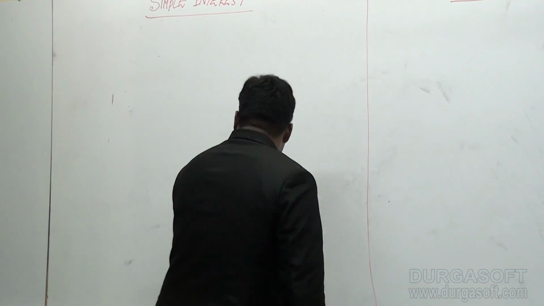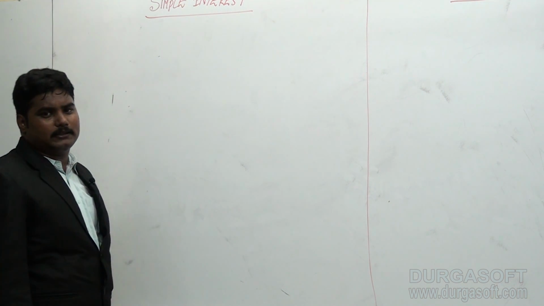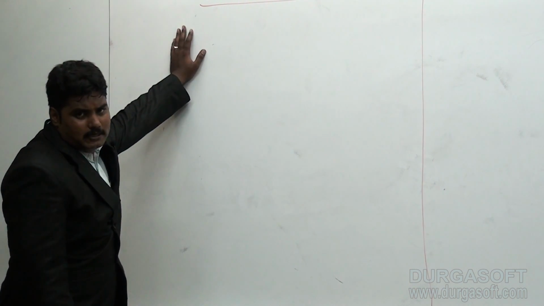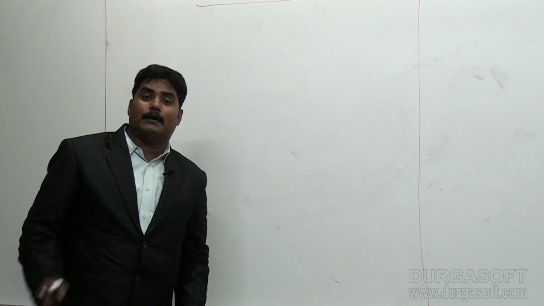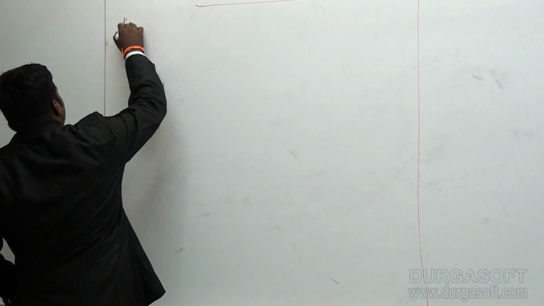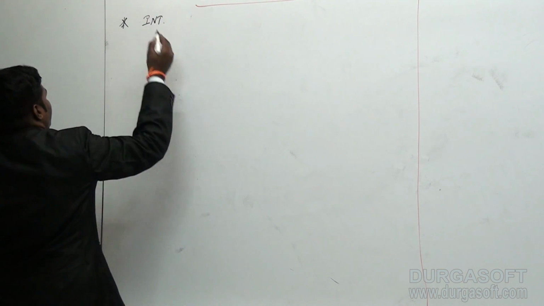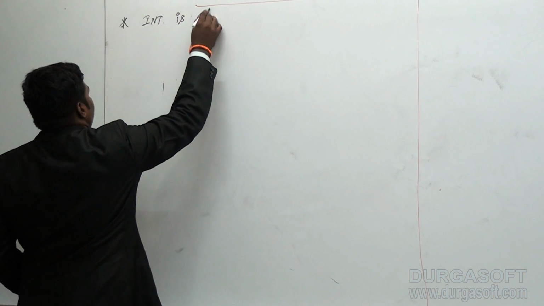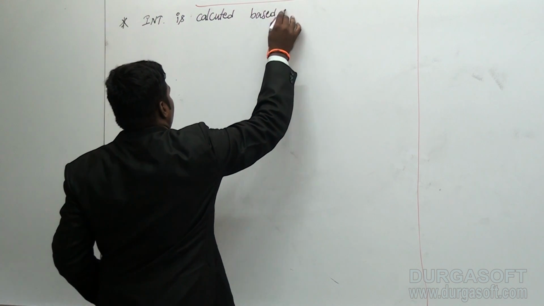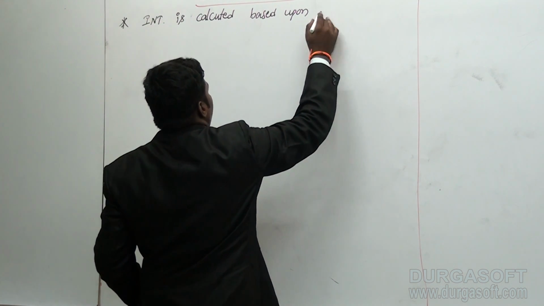Now let us discuss the variation between simple interest and compound interest. Simple interest is nothing but interest calculated based upon the initial investment amount. Here the main definition for simple interest is interest calculated based upon the initial investment.